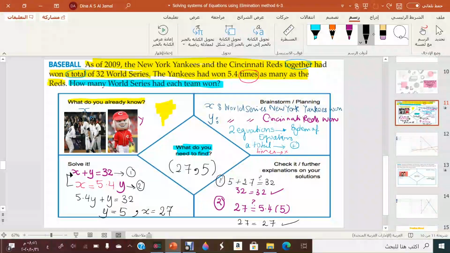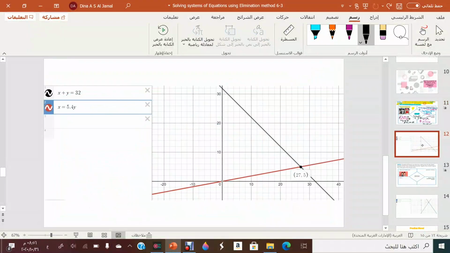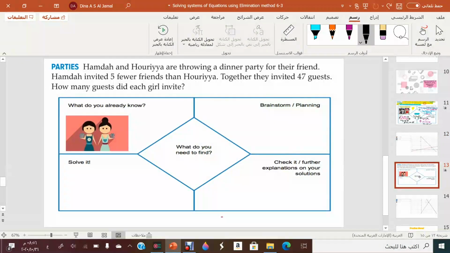And the 27, as I said, will be referring to the New York team, and the y here will be referring to the Reds team. If you would like to check further, you can graph it and you will be getting the same solution. Now, let's go to the second real world problem.